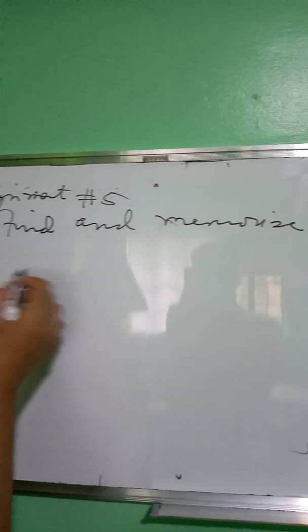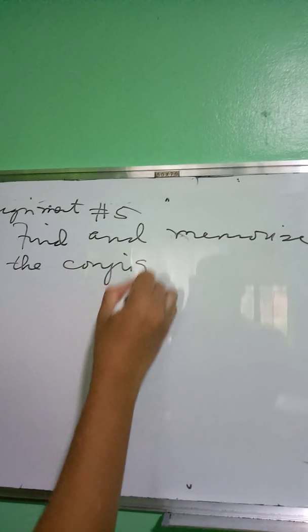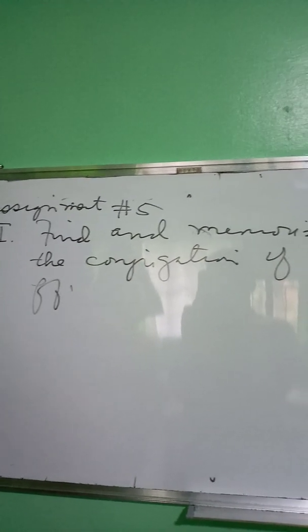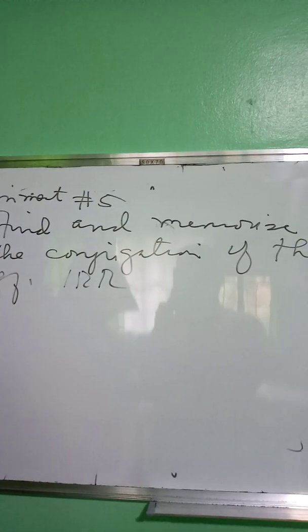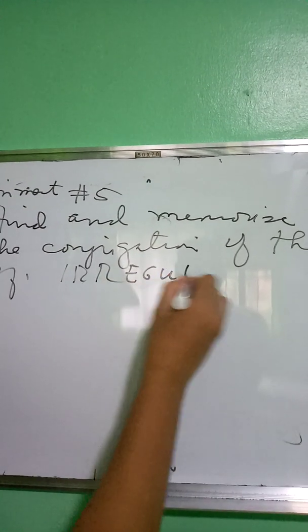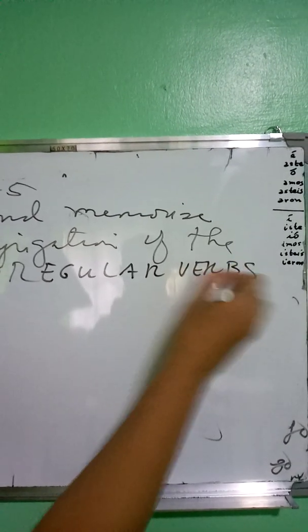We start with irregular verbs. Find and memorize the conjugation of the following. We start with irregular verbs already, Miss Nases, next time because we are running out of time. With the following irregular verbs.